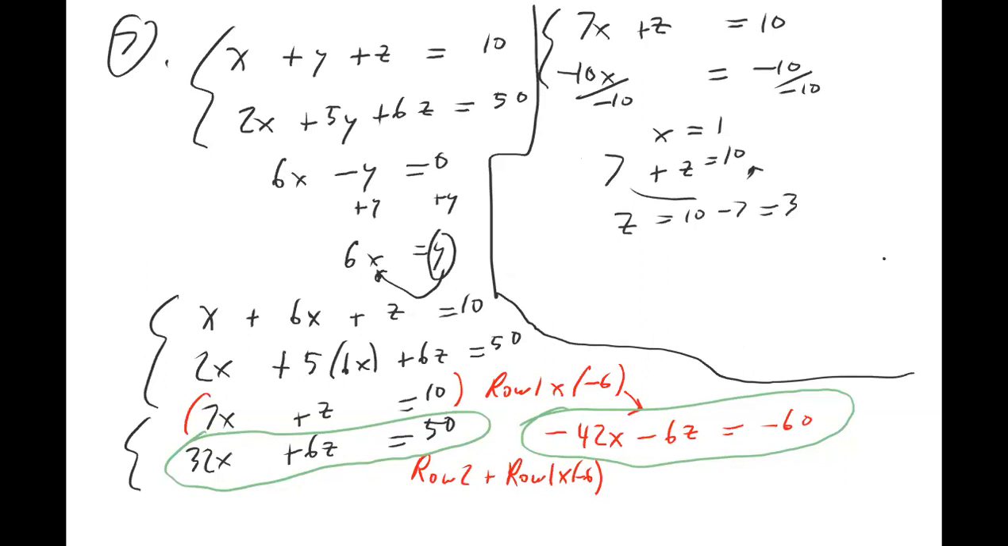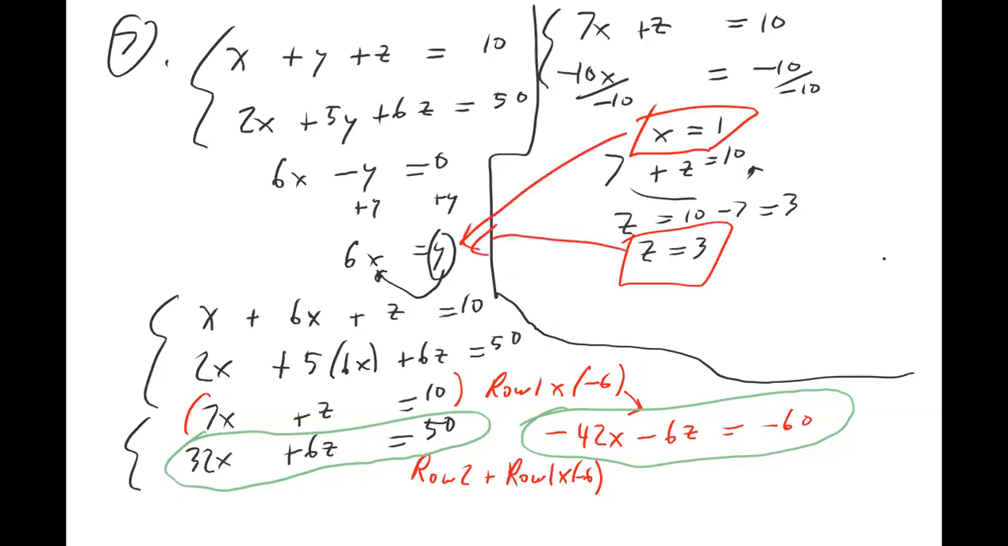So I've gotten x equals 1, and I've also gotten z equals 3. And then last but not least, I'm going to go to this equation right here, and I'm plugging in my x. So remember, y equals 6x, which equals 6 times 1, which equals 6. So that means that y equals 6.